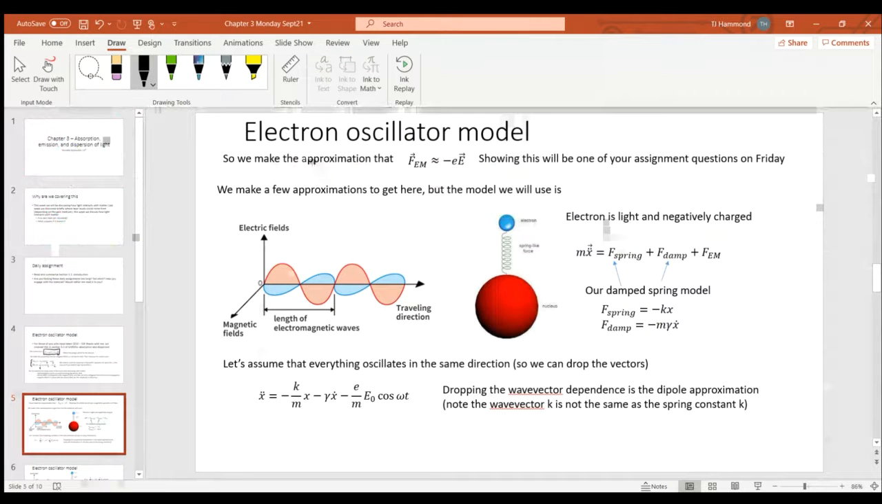So why is that important? We'll make the approximation here, instead of using the full Lorentz force, that this electromagnetic force is just going to be approximately the charge, whatever the test charge is, times the electric field. Okay, so what we have is our electromagnetic wave here propagating in the z direction. This is polarized in the x, and this is in the y.